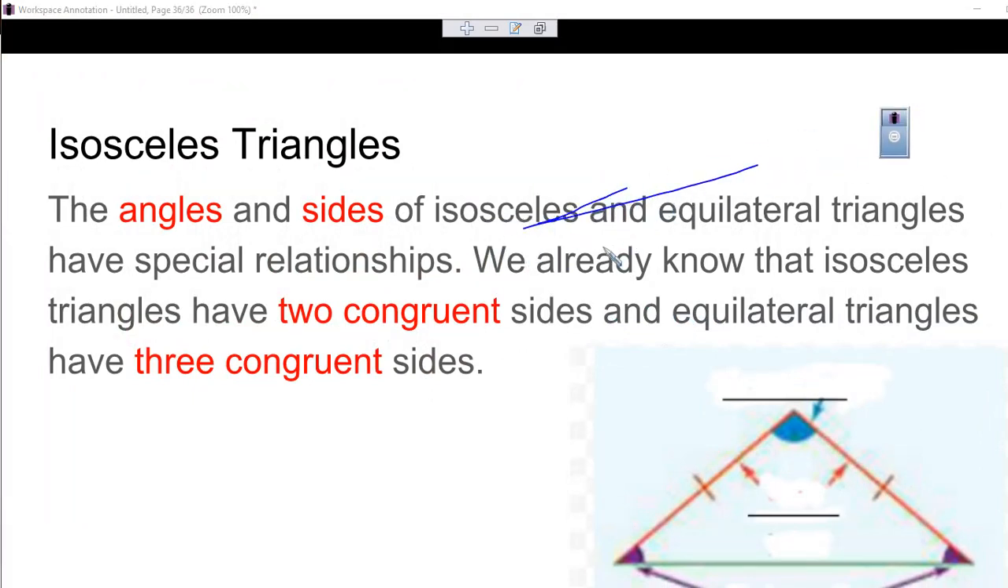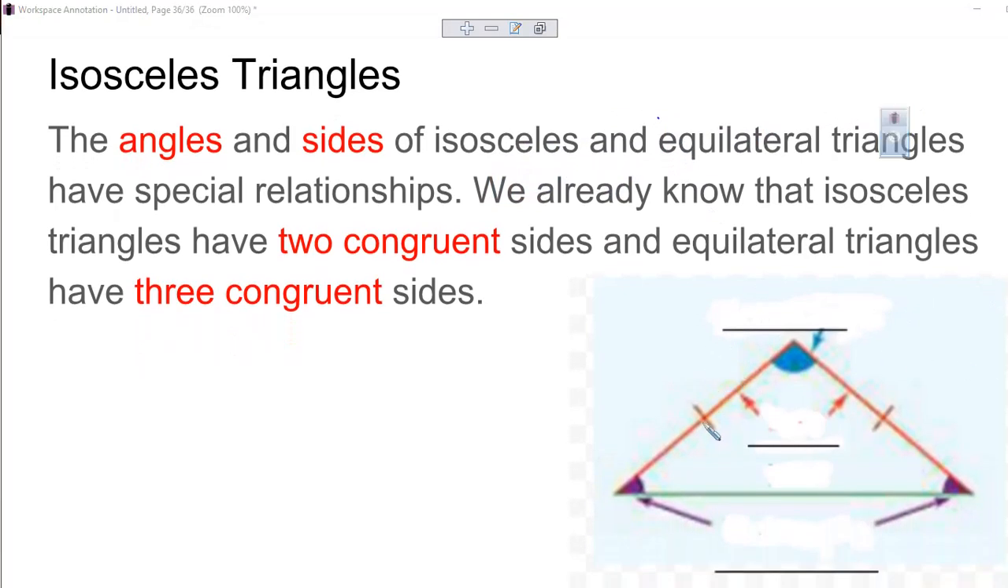The angle that is in between, the included angle between the two congruent sides, is called the vertex angle. The two sides that are congruent are called legs. And the bottom here, which is across from the vertex angle, is called the base. Now, these two angles at the bottom that are across from the sides that are congruent are called base angles.